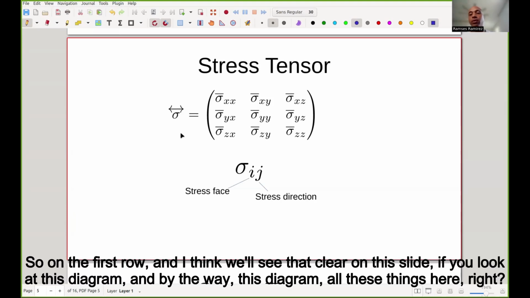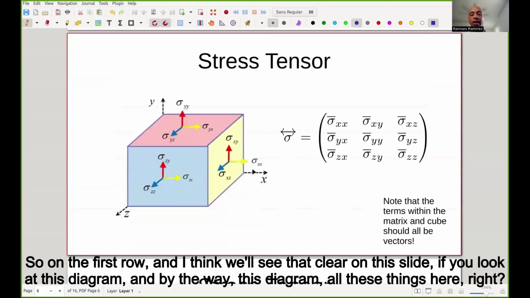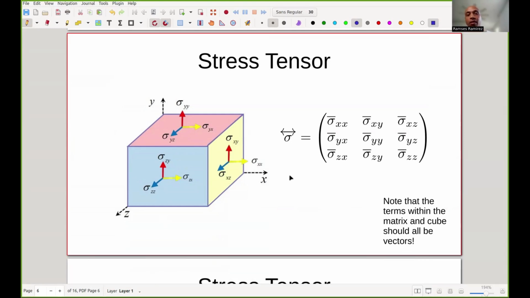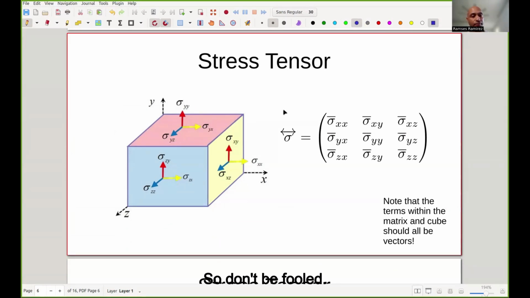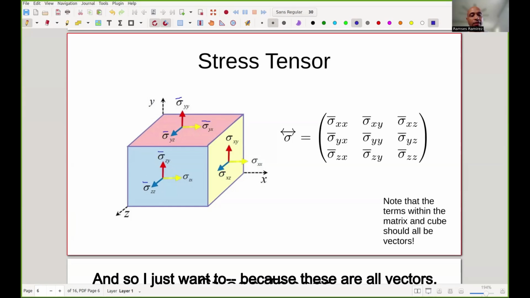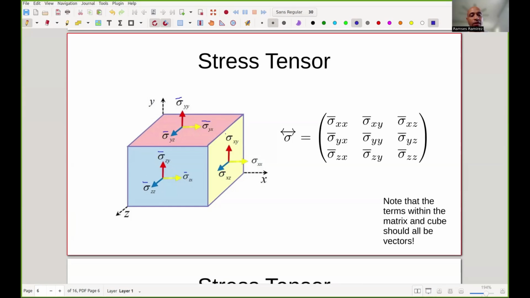On the first row, I think we'll see that clearly on this slide. If you look at this diagram, and by the way, all of these things here should have bars over them. So don't be fooled, these are all bars, because these are all vectors.